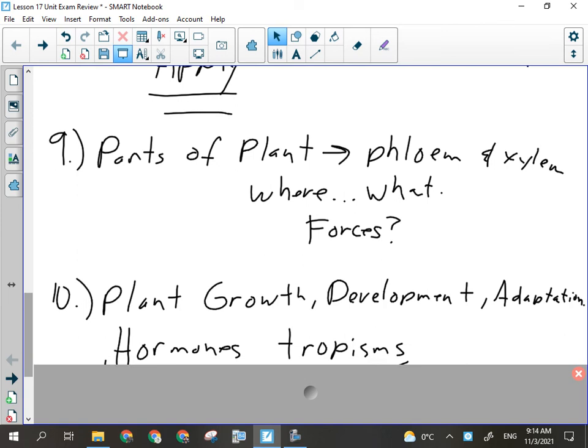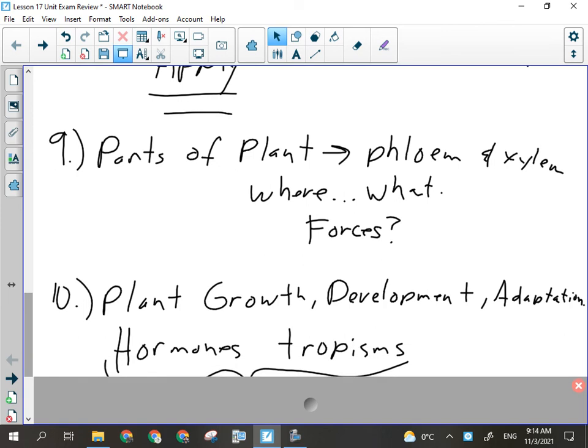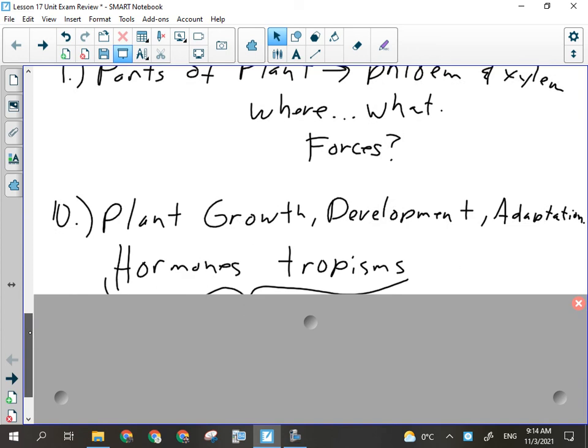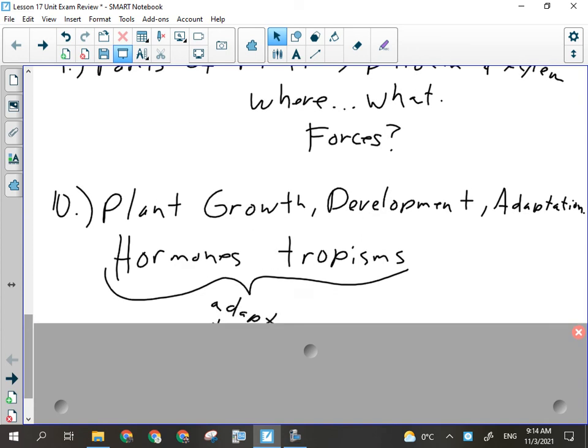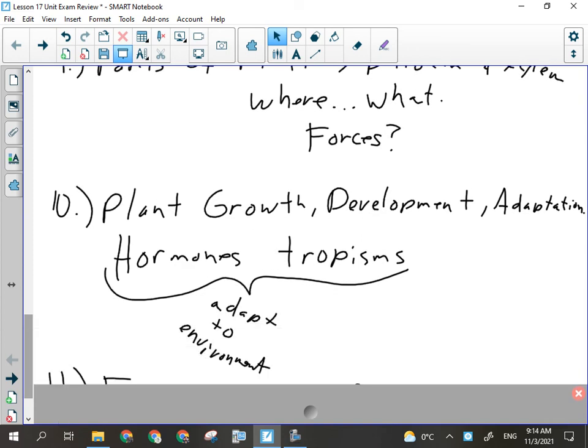All right, plant growth and development. You need to know about how tropisms work, you need to know the different hormones that are involved, and you need to be able to apply that to any given situation. So it's hormones and tropisms that allow a plant to adapt to its environment. It's why a plant's final shape is not genetically predetermined. It's an interaction between the plant's environment and the plant itself.